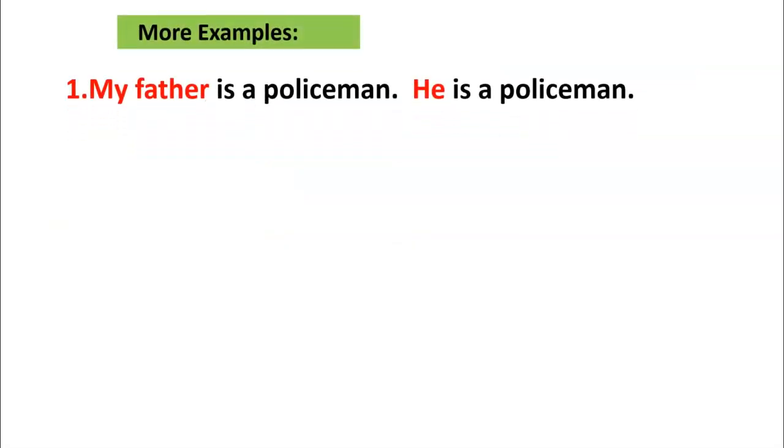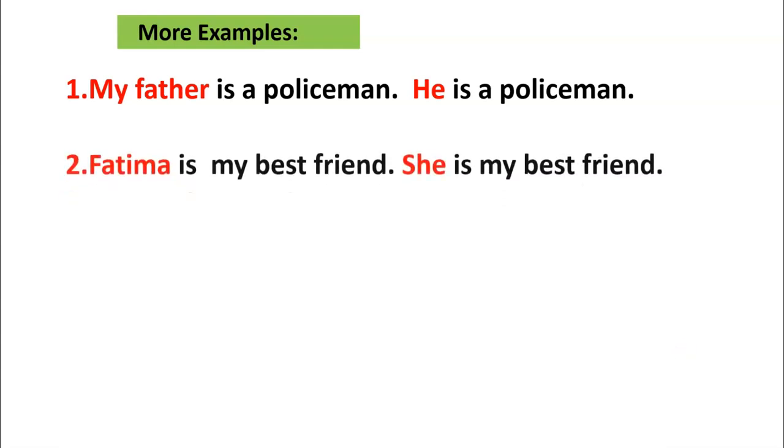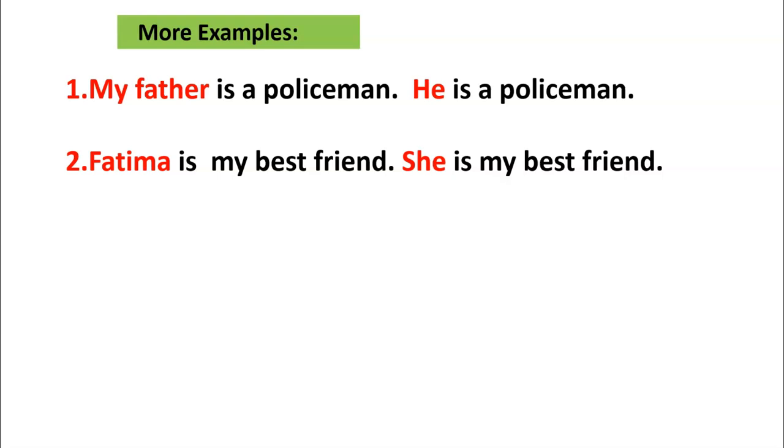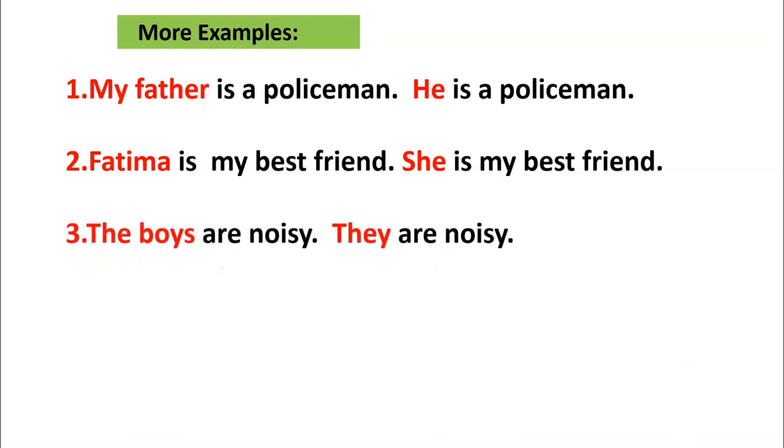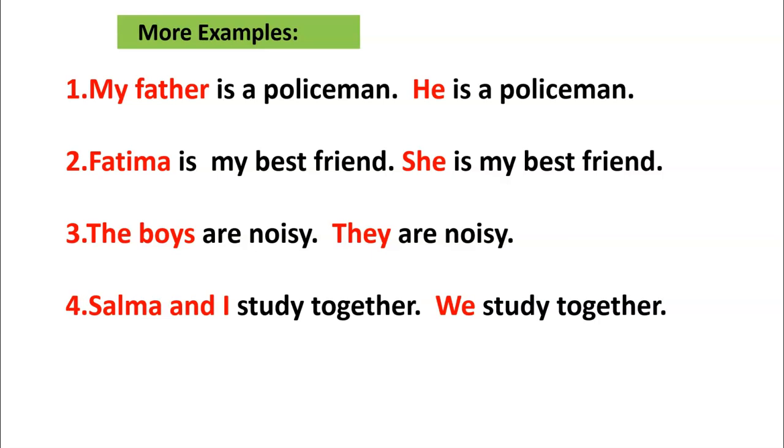Okay, let's see more examples so that you understand what I mean. For instance, my father is a policeman, or I say he is a policeman. Fatima is my best friend, or I say she is my best friend. Next one, the boys are noisy, or they are noisy. And the last one, Selma and I study together. It means we. Remember, if the subject is a noun or a pronoun, it follows the same rule. We don't change the rule if the subject is a pronoun or noun.